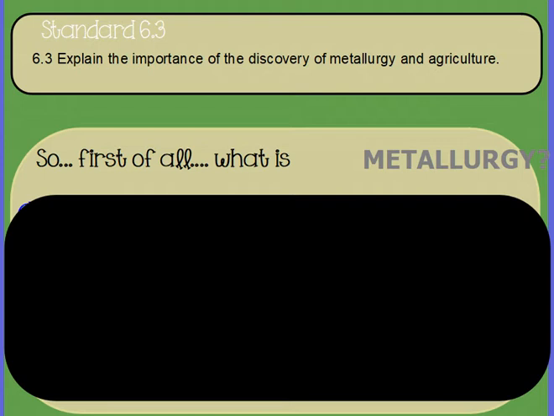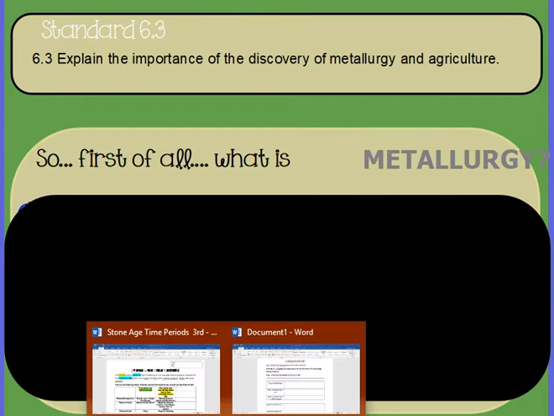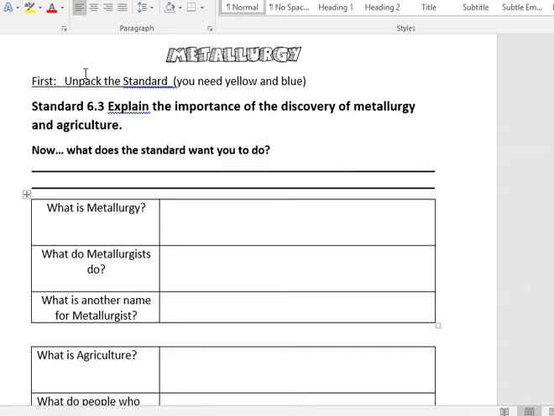I'm going to read the standard to you. Verbs are in yellow, nouns are in blue. And then underneath it, you're going to rewrite the standard in your own words. So your worksheet should look like this. It says unpack the standard. You need yellow and blue.